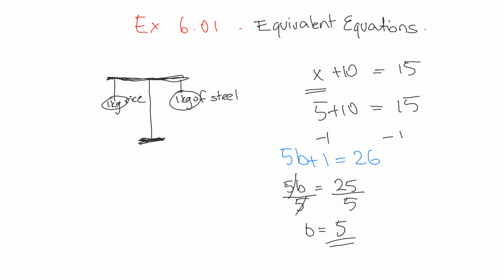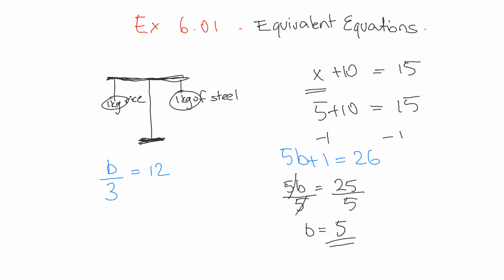Let's go B over 3 is equal to 12. So B is divided by 3, and that's equal to 12. Using our logic, what would that be? 36. 36 divided by 3 is 12.